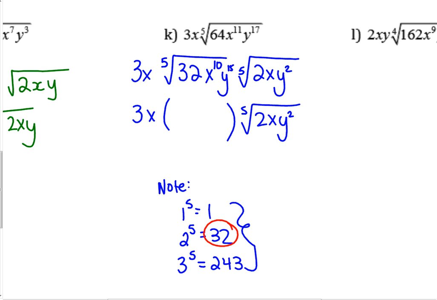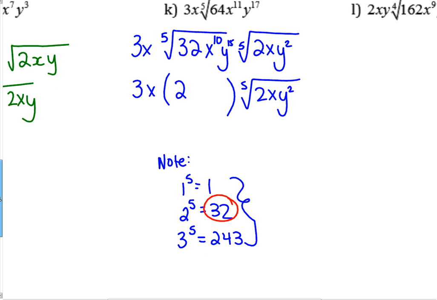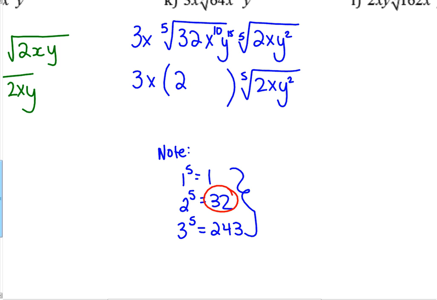What is the fifth root of 32? If 2 to the power of 5 is 32, then the fifth root of 32 is 2. Okay? What's the fifth root of x to the 10? X squared. 10 divided by, power divided by your index. What is the fifth root of y to the 15? Y cubed. And so this simplifies.